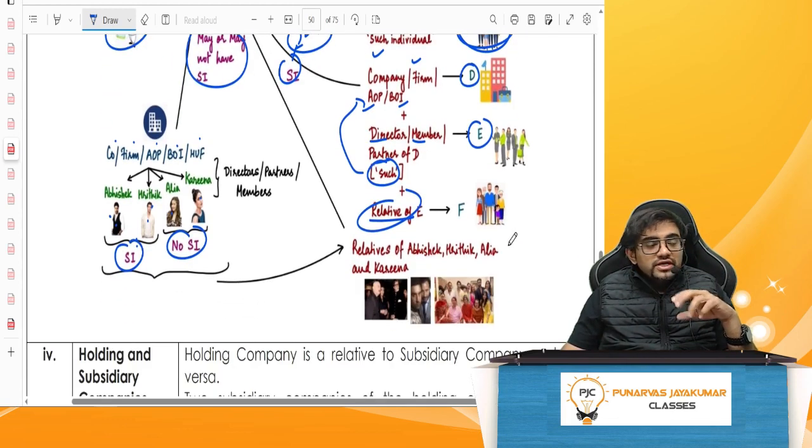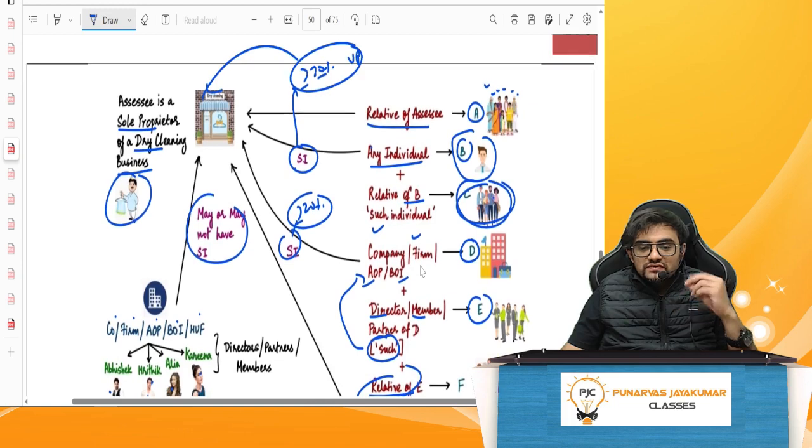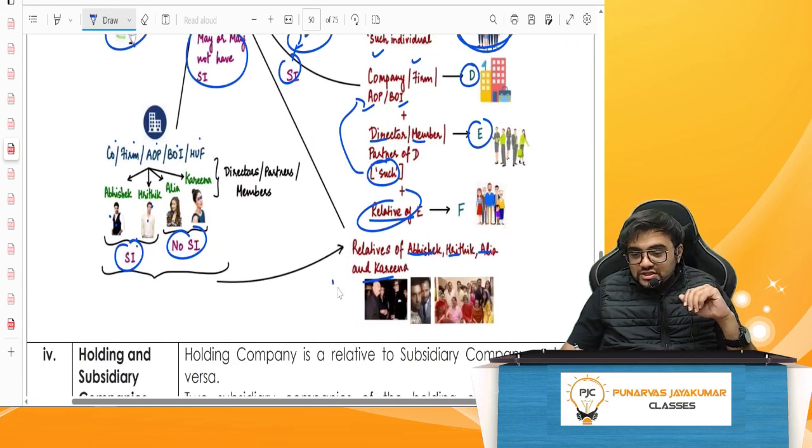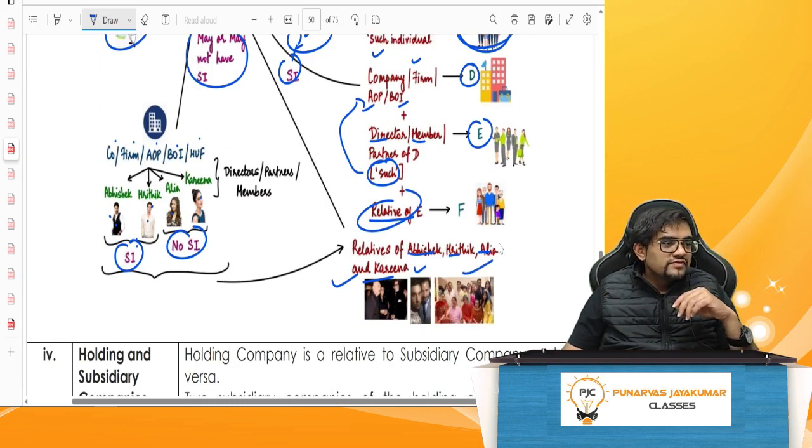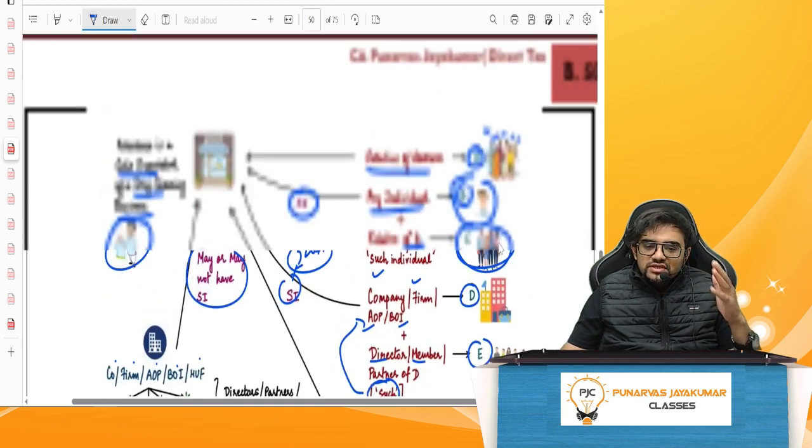And apart from that, not only that, my dear friends, even relatives of Abhishek, Kritik, Alia and Karina, if they enter into a direct transaction with the sole proprietorship business, that also is covered. So here Rakesh Roshan, then Saif Ali Khan, Ranbir Kapoor and the entire Khandan, if they enter into a contract with this company, they are covered.